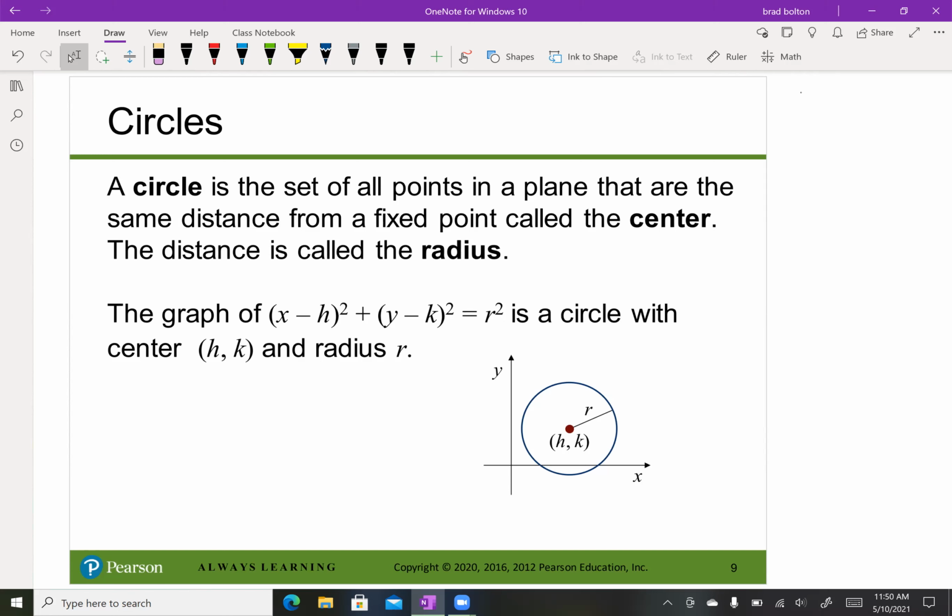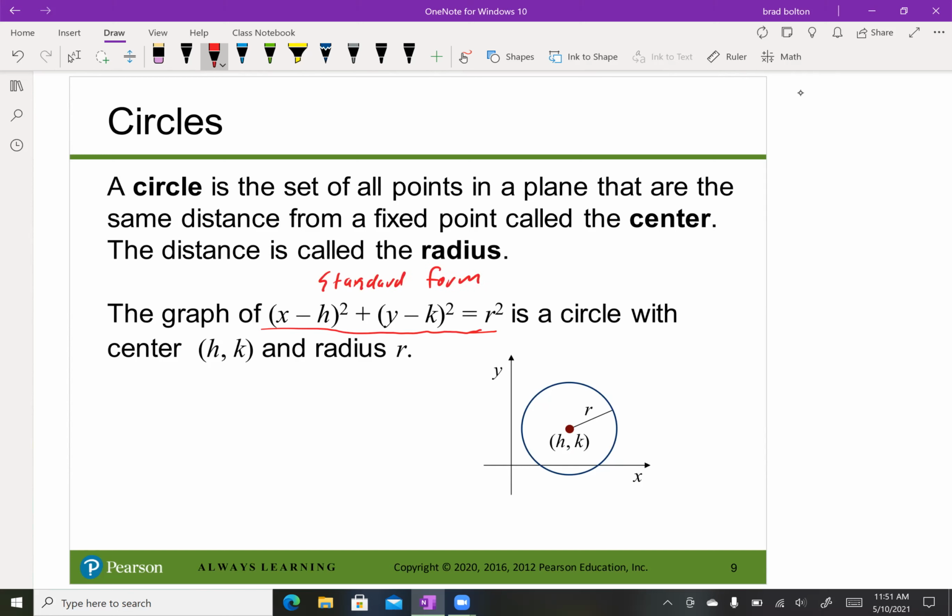So a circle is a set of all points in a plane that are the same distance from a fixed point called the center. This distance is called the radius. The graph of (x minus h) squared plus (y minus k) squared equals r squared is a circle with center (h, k) and a radius of r. So this is what I call standard form for a circle.